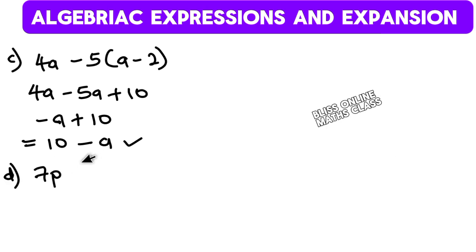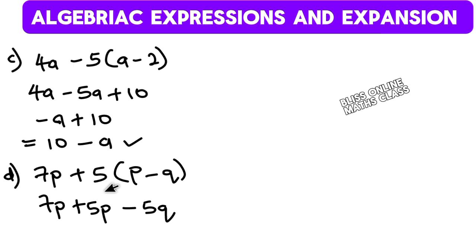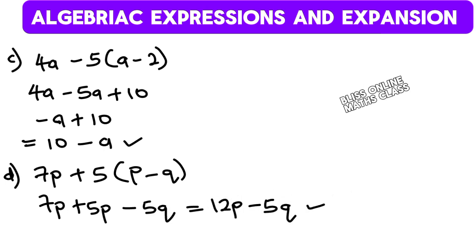7p plus 5 brackets p minus q. So how do we remove this bracket? This will be equal to 7p plus 5 times p is plus 5p, plus 5 times minus q is minus 5q. Remember, plus times minus is minus. 5 times q is 5q. So we have 2 p's. We are going to add them together. This will be equal to 7p plus 5p is equal to 12p minus 5q. And that's our answer. We have removed the brackets, and this is our answer.